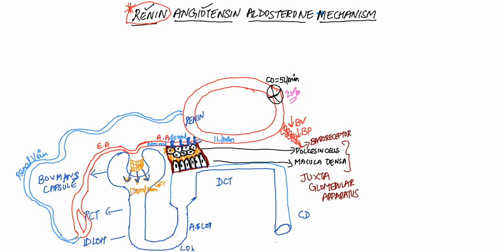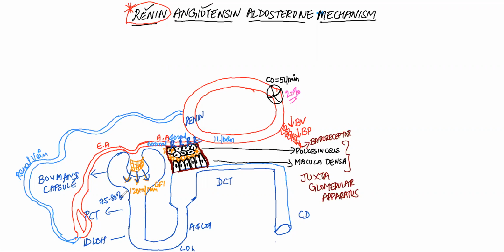Before that, what is the major solute that is being reabsorbed under normal physiology? The major ion reabsorbed under normal physiology is sodium. Now, maximum reabsorption of sodium occurs in the proximal convoluted tubule. Around 75 to 80% or maybe more is reabsorbed in the proximal convoluted tubule.